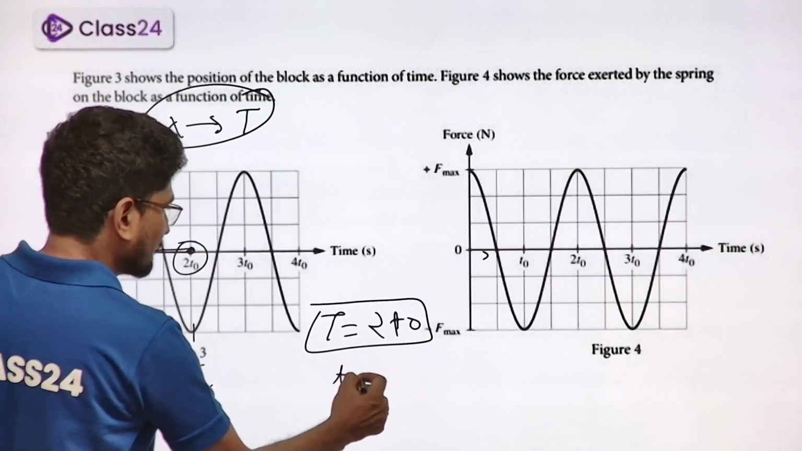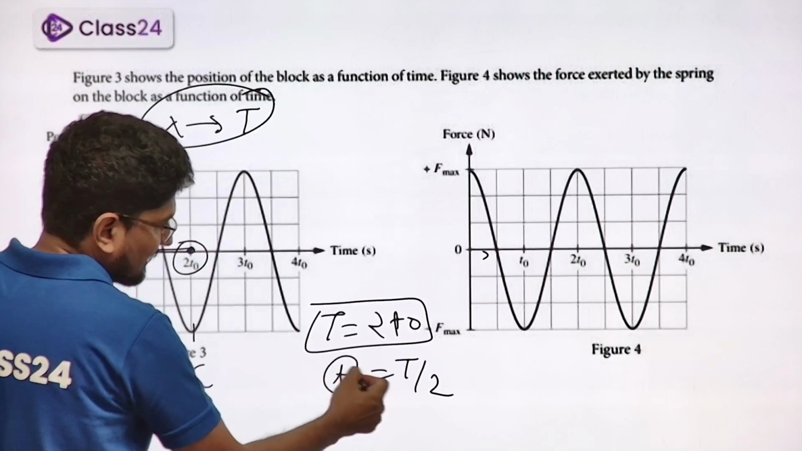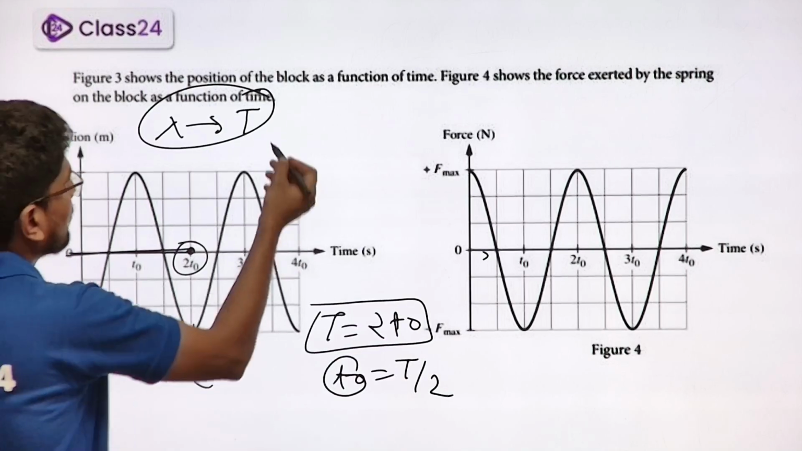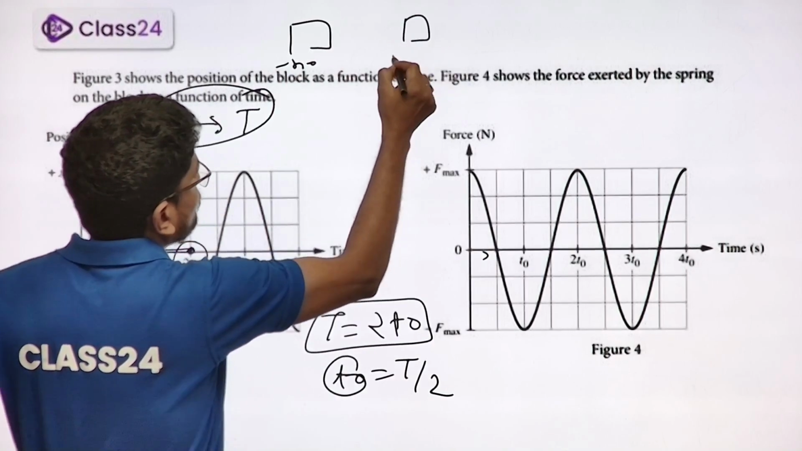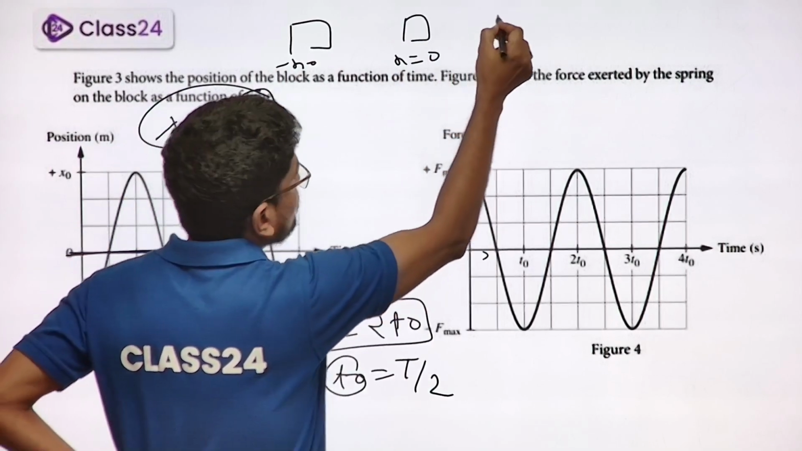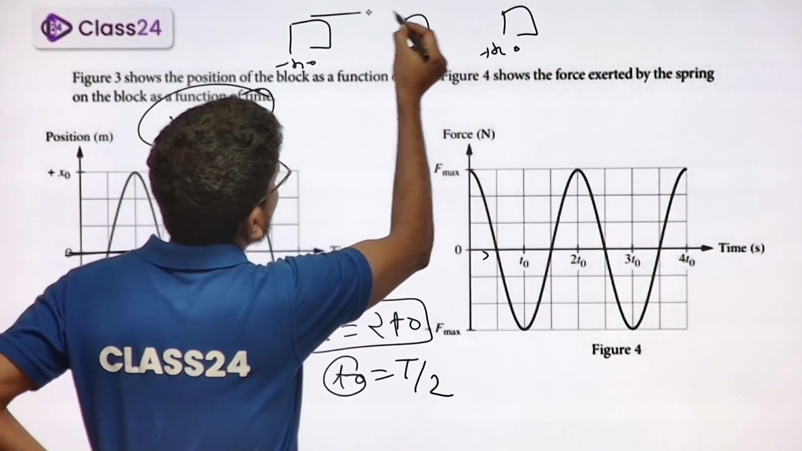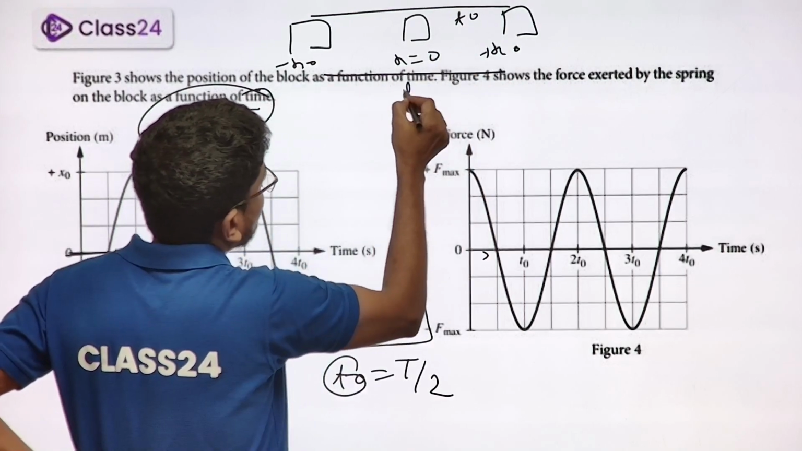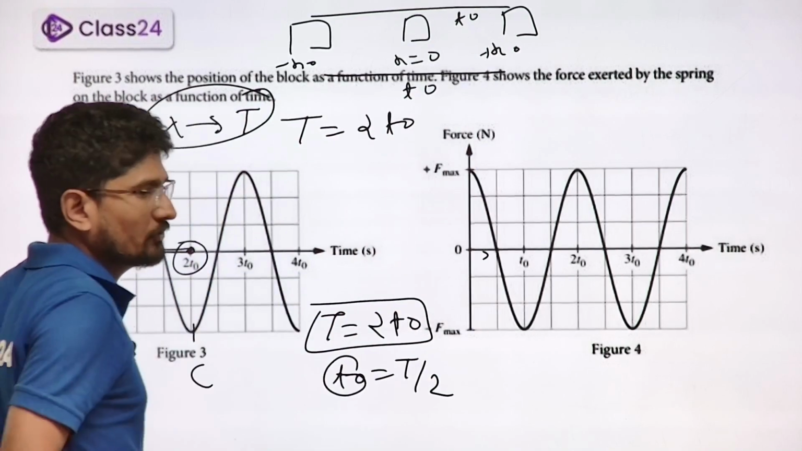So t naught can also be represented as T by 2. Means half T is t naught, or 2 t naught is a complete time period. For example, the block starts from minus x naught, then it reaches x equal to 0, then it reaches x naught. So this time interval is t naught and this time interval is t naught. So the total time of oscillation is 2 t naught. That is my point. Okay, get it?